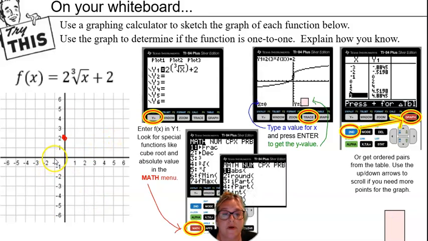So -1, 0 is the x-intercept, 0, 2 is the y-intercept, and then 1, 4. And that wiggle shape comes through these 3 anchor points and then off to positive infinity.